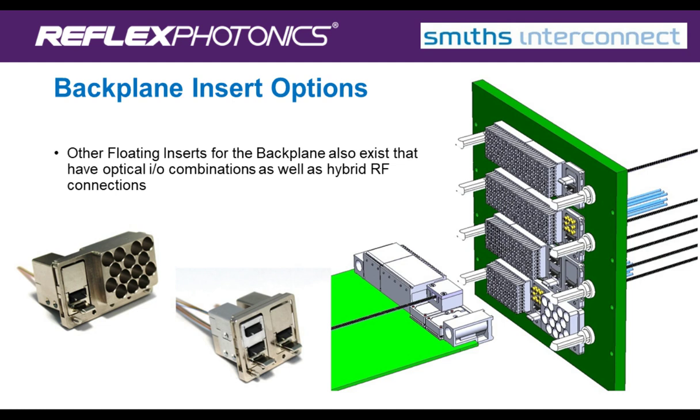A couple of sets of pictures for the different flavors. The photographs on the left: one is of an SMPM RF connection combined with an optical floating head. The second one is just a combination of 2 and 1 for floating heads. And then the animation, or the cartoon, on the right just shows different strategies of how you might want to put these optical and RF connectors into the backplane.